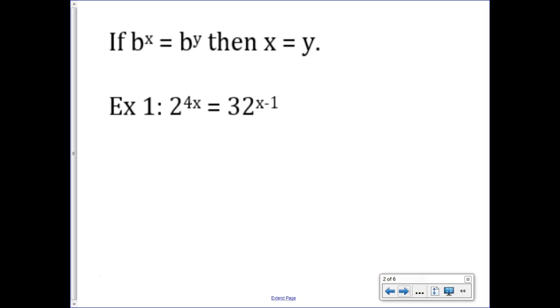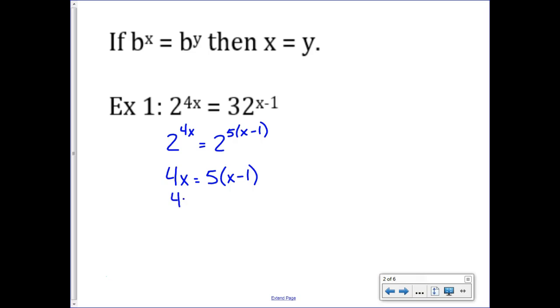So I know that 32 I can rewrite as 2 to the 5th. So I'm going to leave this 2 to the 4x alone, and then I'm going to rewrite this as 2 to the 5th. But then I have this x minus 1 here. So then those 2's can go away, and I have 4x is equal to 5 times x minus 1.